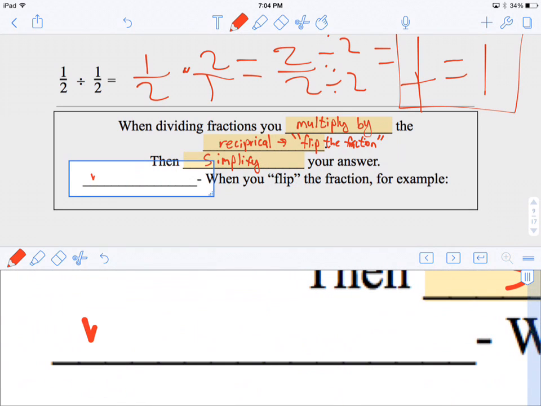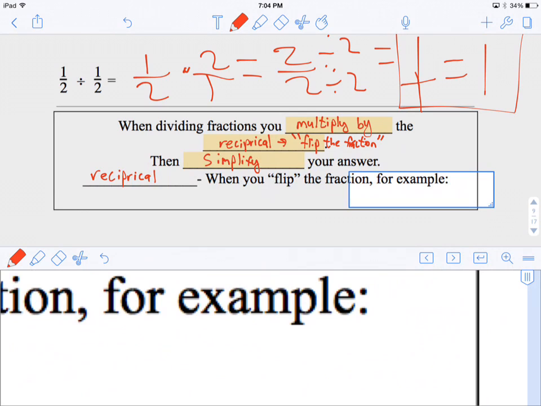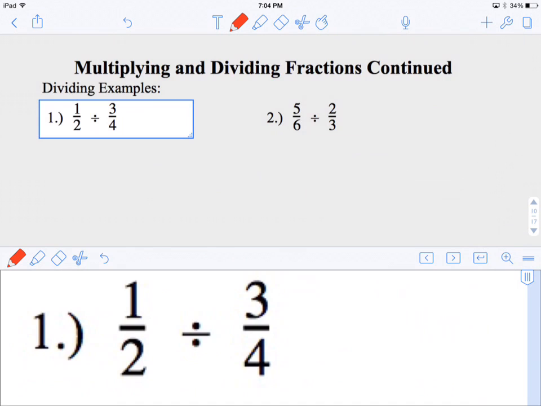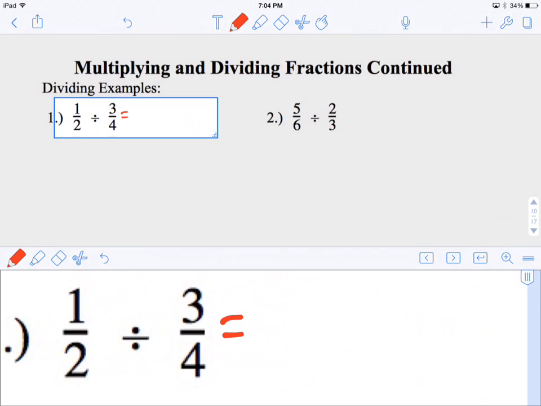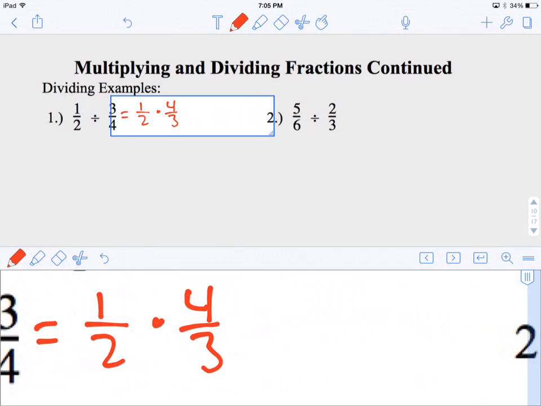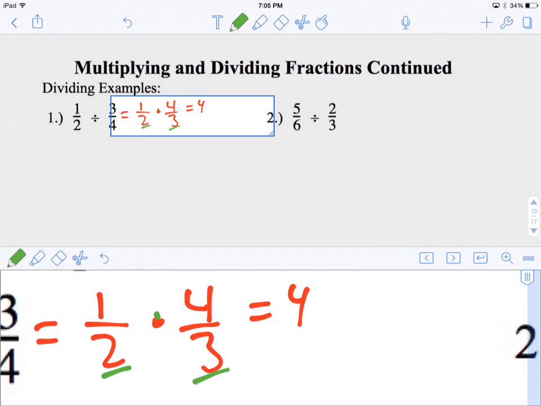Oh, I guess I had a note for reciprocal there. So for example, the reciprocal of 3/11 is 11/3. Okay? So doing some examples. When you divide, you're going to multiply by the reciprocal. So what this means is actually 1/2 times 4/3. And then we just kind of multiply. 1 times 4 is 4. And down here, 2 times 3 is 6.